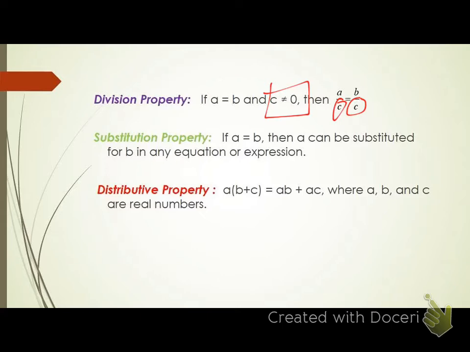The substitution property is very useful both in algebra and in geometry. The substitution property says that if A equals B, if two things equal each other, then you can substitute one for the other anywhere you want, right? So if A equals B, then you can substitute A in for any B that you want. Or the other way, you can substitute any B in for any A that you want, right? We can just replace each other with them.